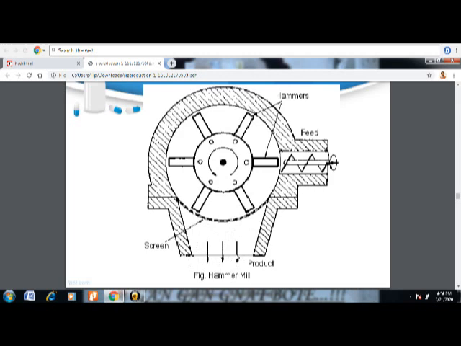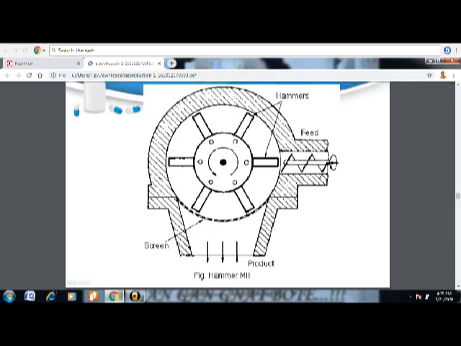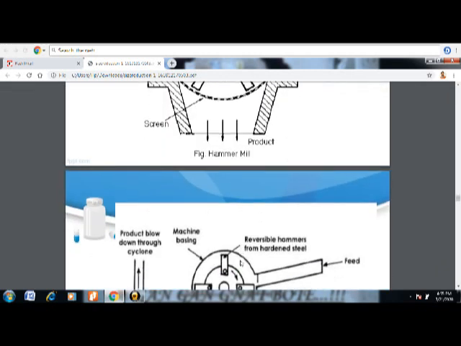From here you can collect the material or the product, right? So this is the construction of the hammer mill. So getting it: metallic shaft, then casing, metallic casing. This is the inlet, feed inlet, screw conveyor, screen. These are the important parts, and from here you will get the product. Now we'll move towards the working.